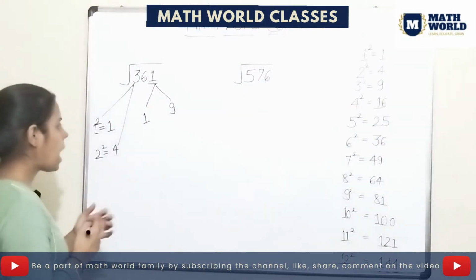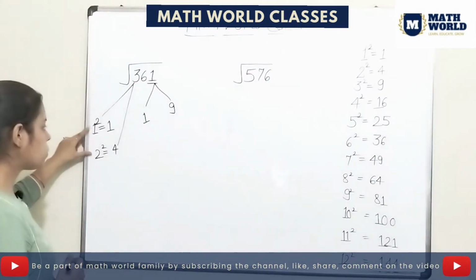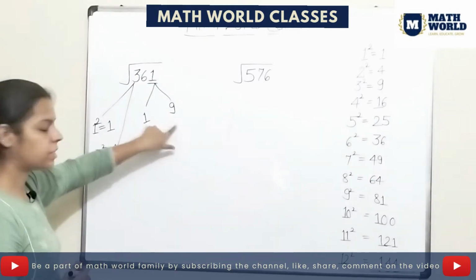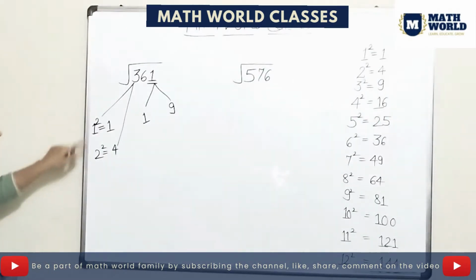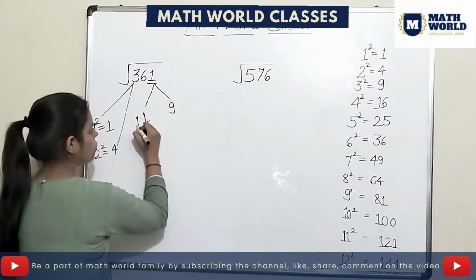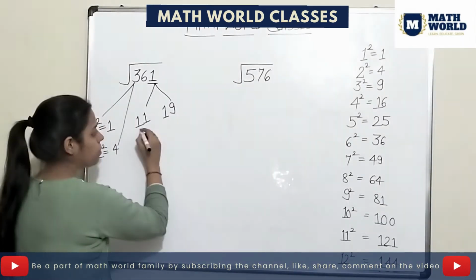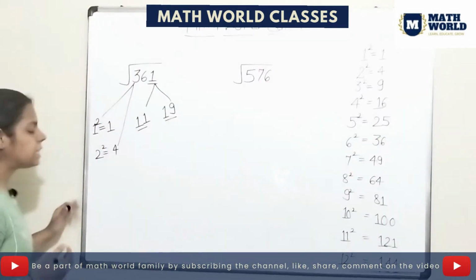So next we have to put the smaller number between 1 and 2 with both these digits. So we know very well between 1 and 2, 1 is smaller. So I put 1 here, it becomes 11 and it becomes 19.